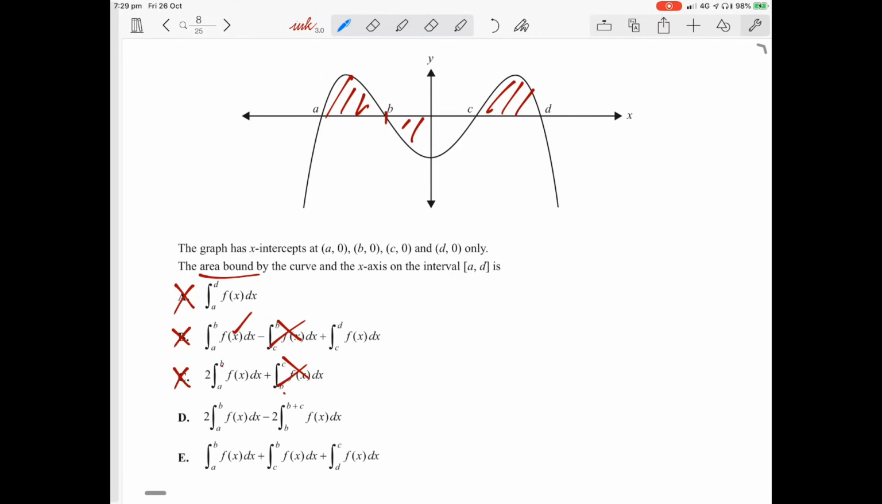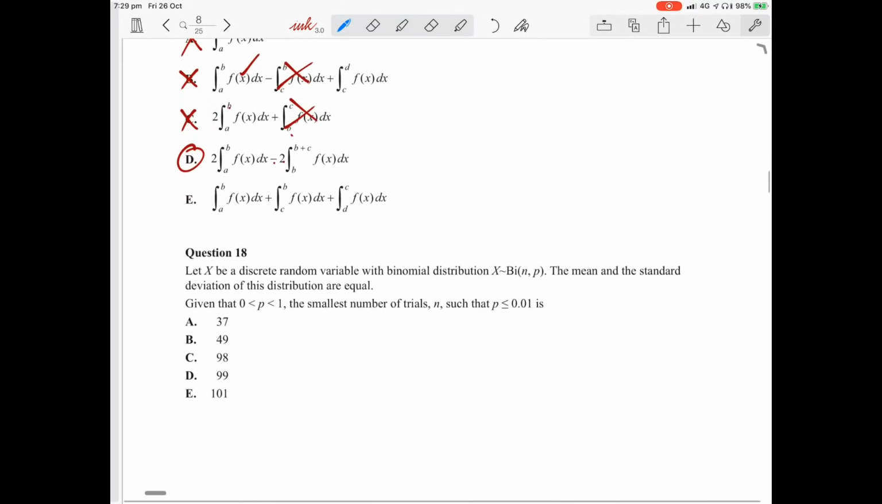Okay, so let's say B is -1. C would have to be 1 because it's symmetrical. If I go from B to -1 plus 1 to 0, that's going to give me that area. If I times it by 2, it's going to give me both of those areas. And because that would be negative, the negative would make it positive, so it's going to be D, 17 D.